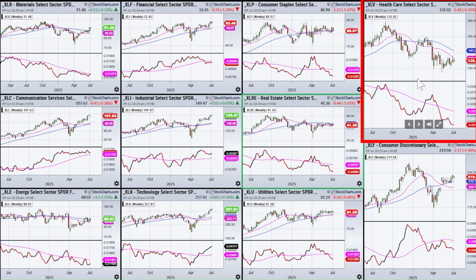Really don't like the action in XLV. While there are a few symbols inside there that look good, I think you have to be careful in this sector. This is probably the weakest of all 11.